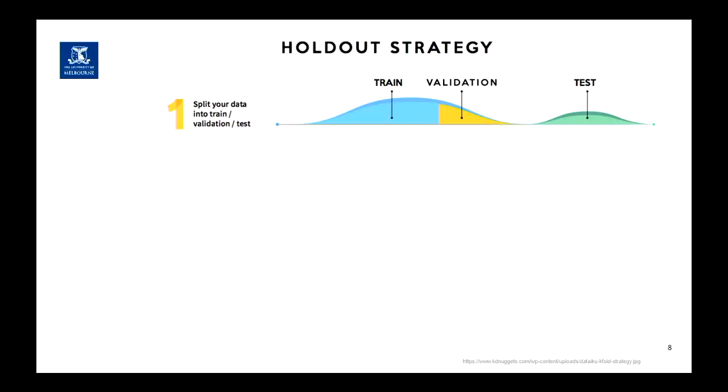So the first thing you do on the holdout strategy, you split your data into three. So train, validation, and test. Train in blue, validation in yellow, test in green. What's the percentage of data points per set? That varies depending on your problem. Basically, this is highly dependent on the amount of data you have, the problem you have. Let's say we're considering 70% for training, 15% for validation, and we have an independent blind test of 15%.